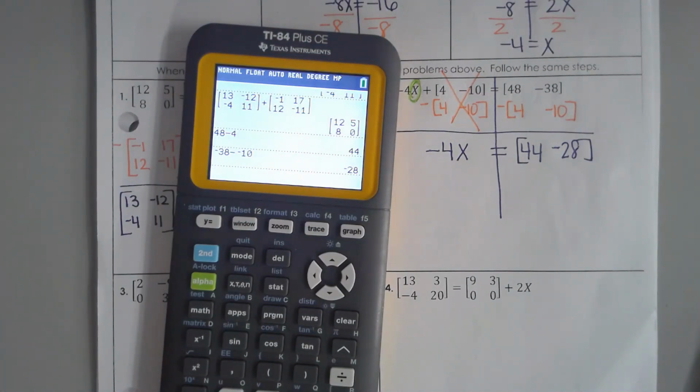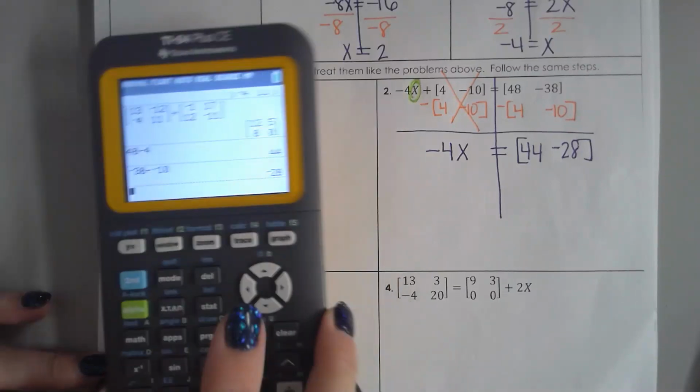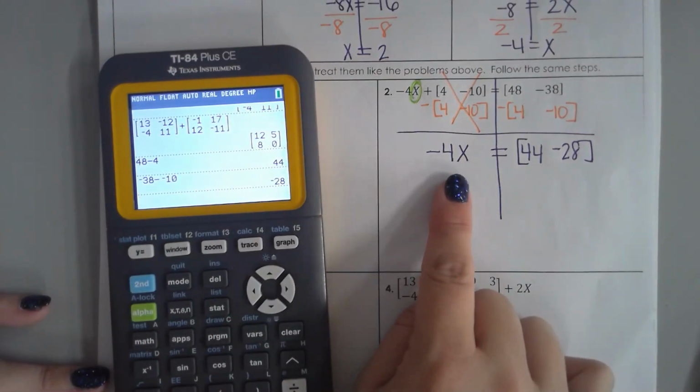Yes? Is there ever a way, like say I got a 2 by 2 and I have a 2 by 3, could I still do it? No. You won't be able to do these, because if adding and subtracting, they have to be the same dimensions. Yep. All right, is my x by itself?